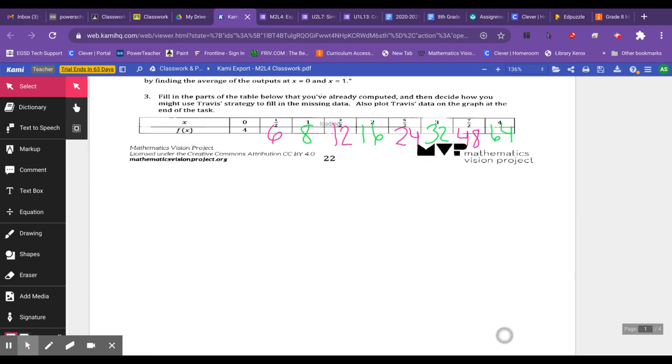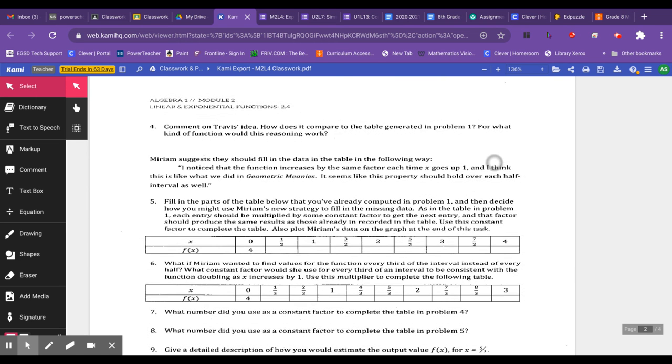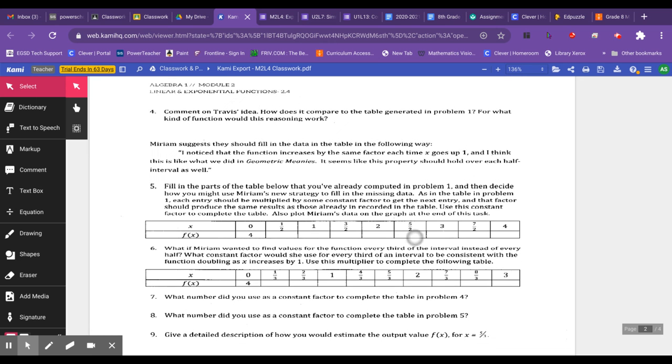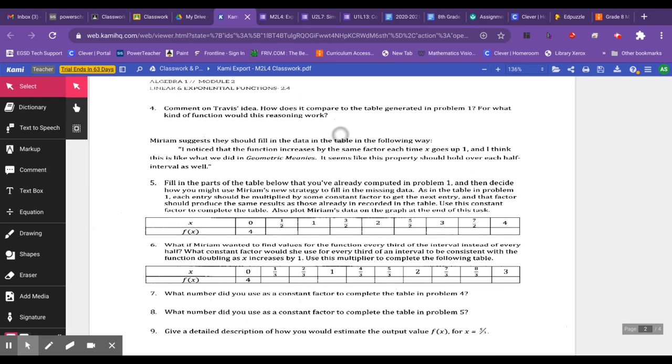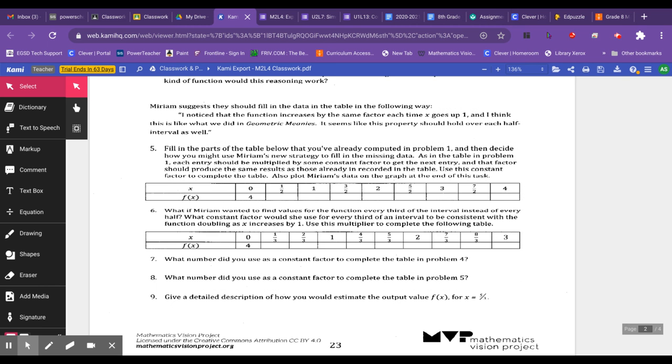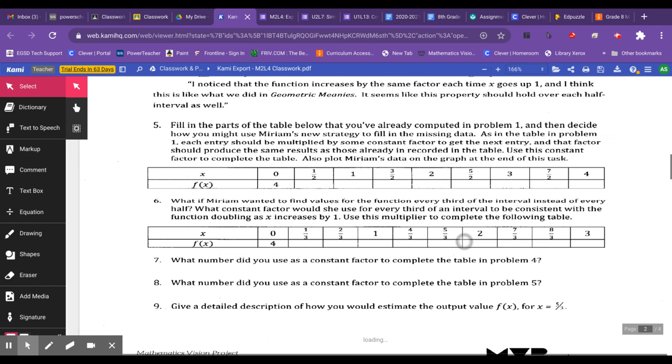I think that was the end of his. Yep. So we just commented on that. How does it compare with that first one? Well, it fits on the lower ones, not so much on the big ones. So Miriam says, I think we should fill it in the geometric means way, because it gets farther apart as it gets bigger. So the halves should show that as well.